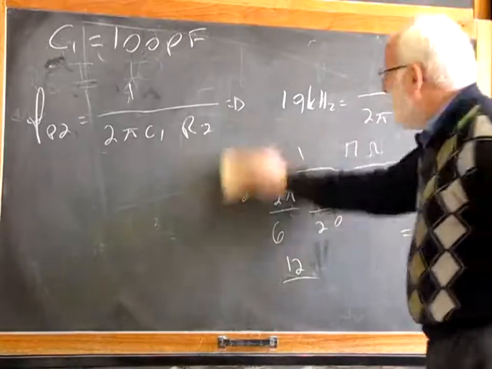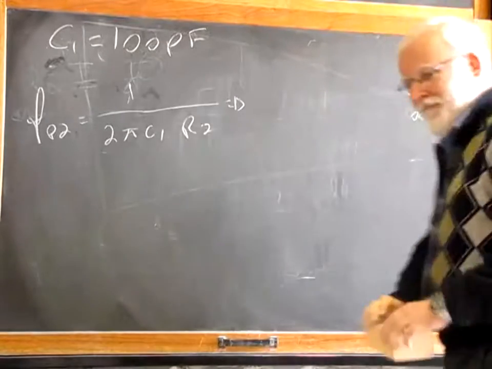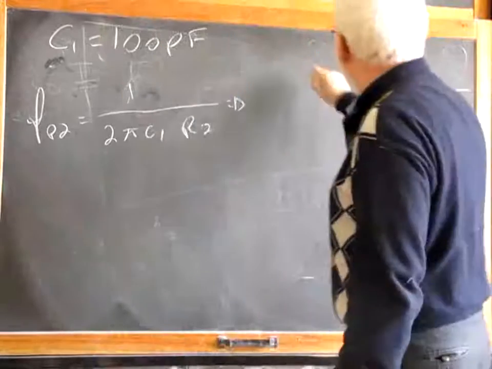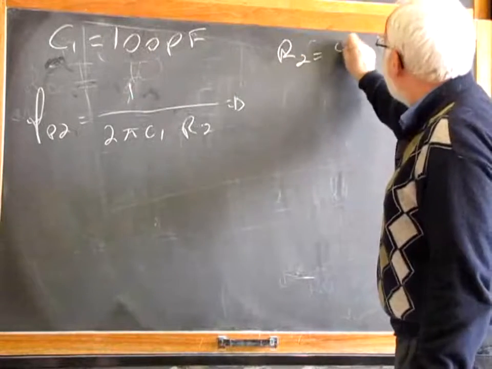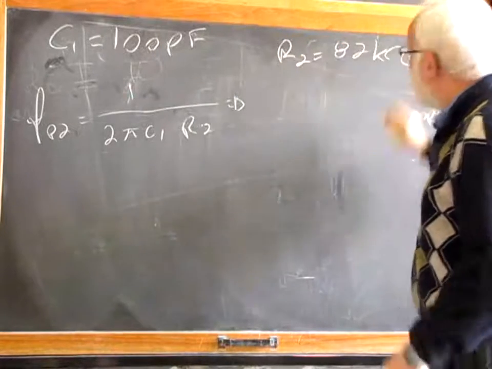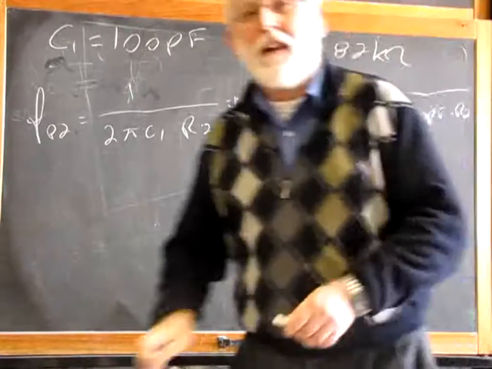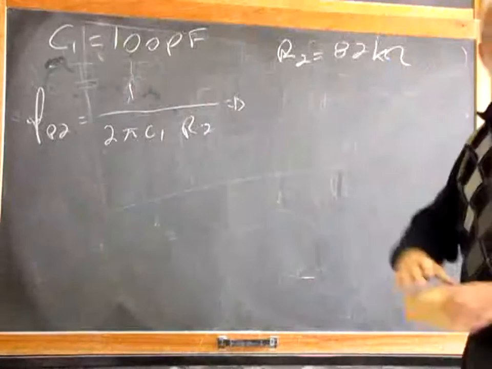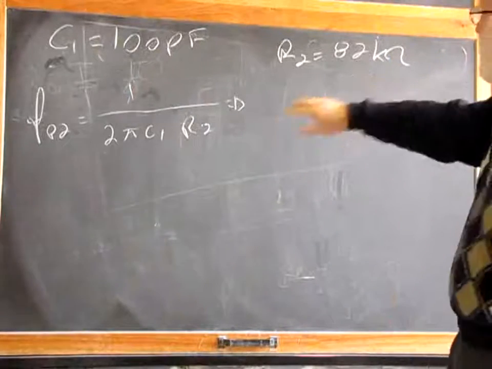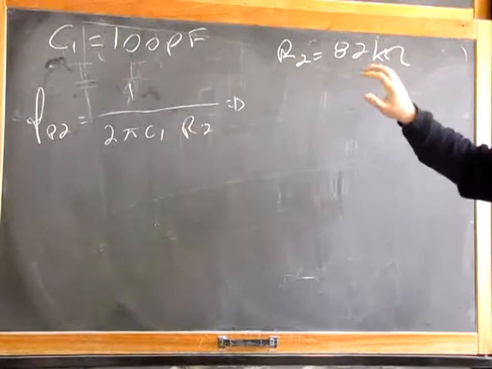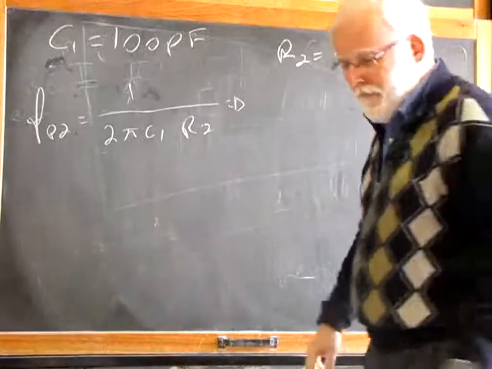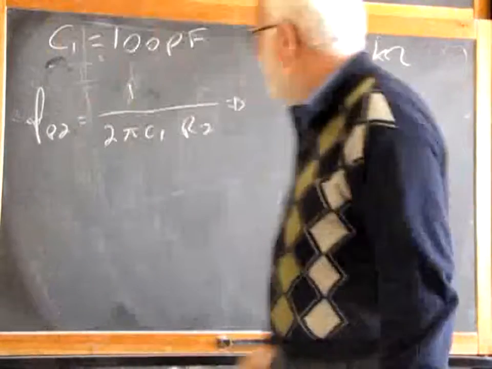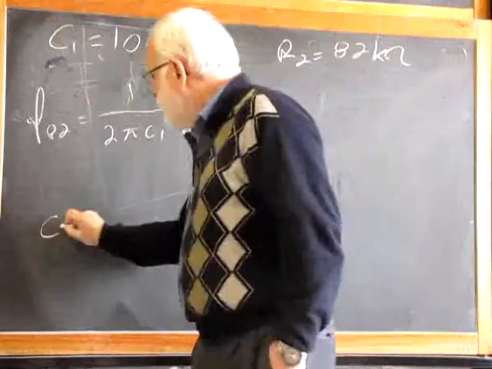Okay, 82 kilo ohms. R2 is equal to 82 kilo ohms. That's it, finished, nothing more. Even if your calculation gives you something like 83.3, whatever it is, now this is your reference, the normalized value. Then we can find C2.